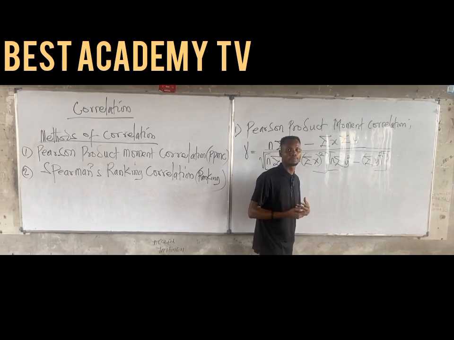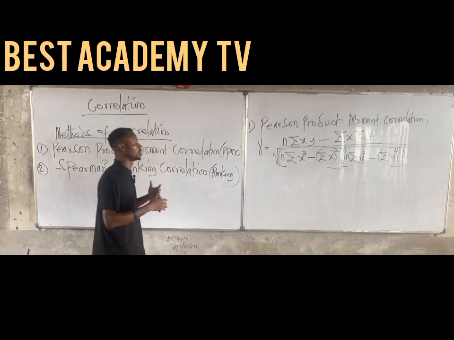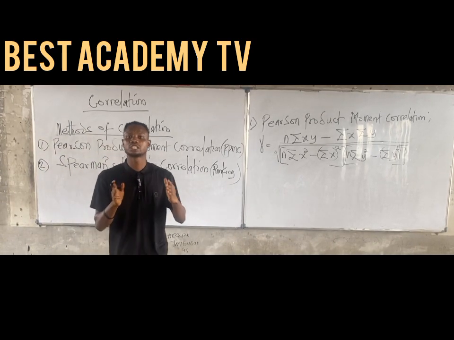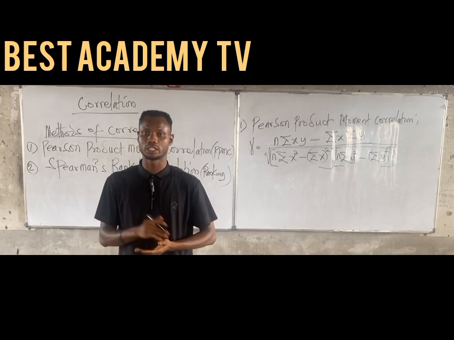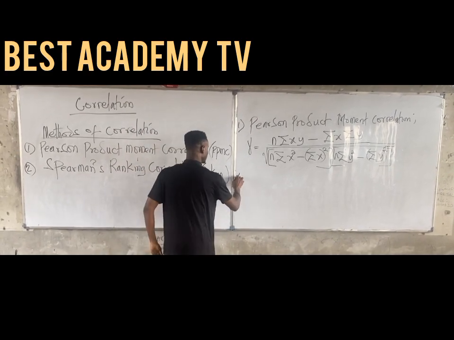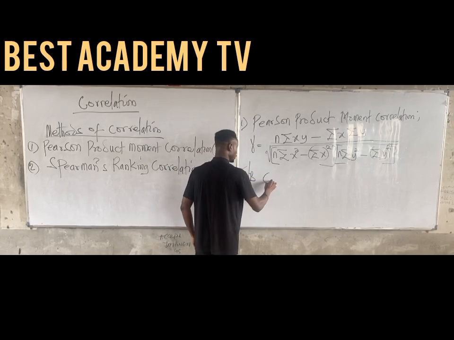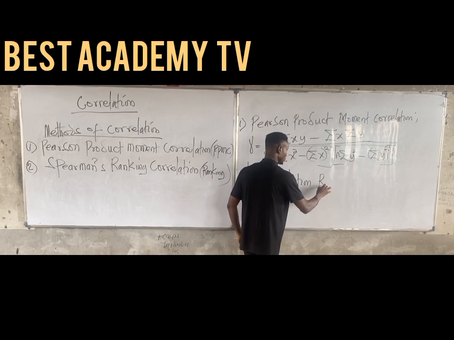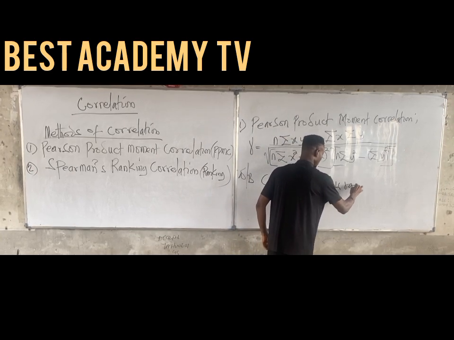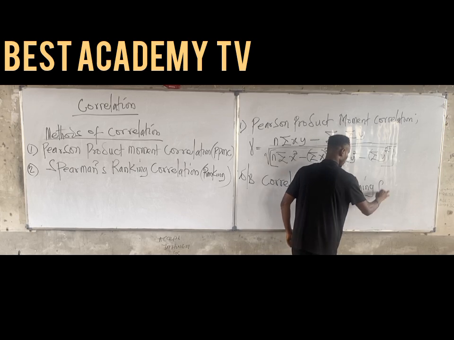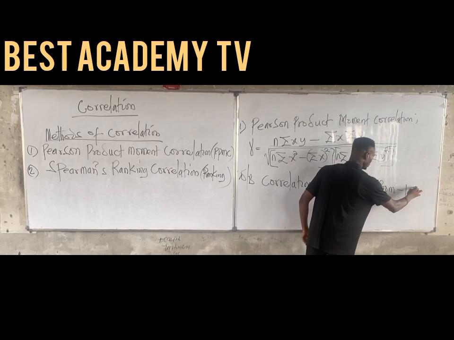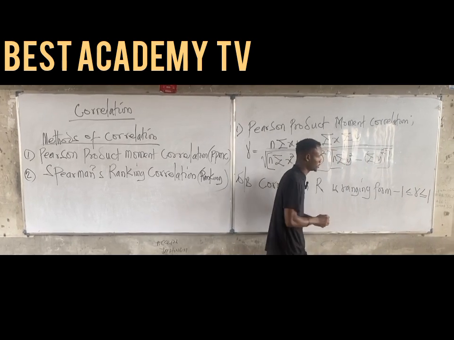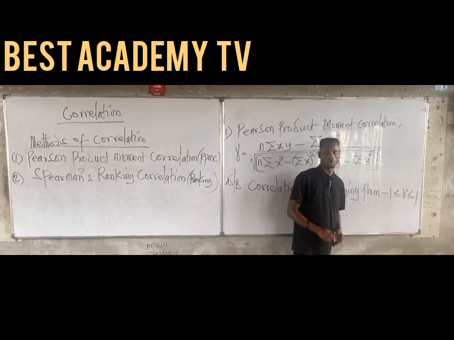Okay, but before then, we are going to actually know more about the range of correlation. Now, what is the range of correlation here? Correlation is ranging from -1 to 1. Please take note of this. Note that correlation R here is ranging from -1 less than or equal to R less than or equal to 1. So the range of correlation is between -1 and 1. Please take note.